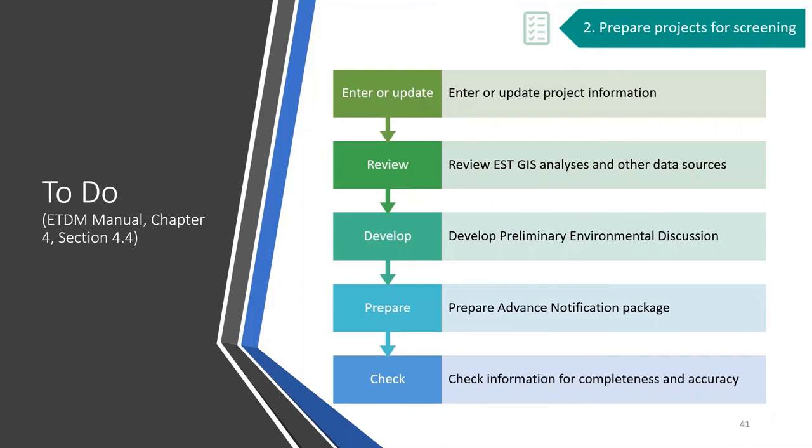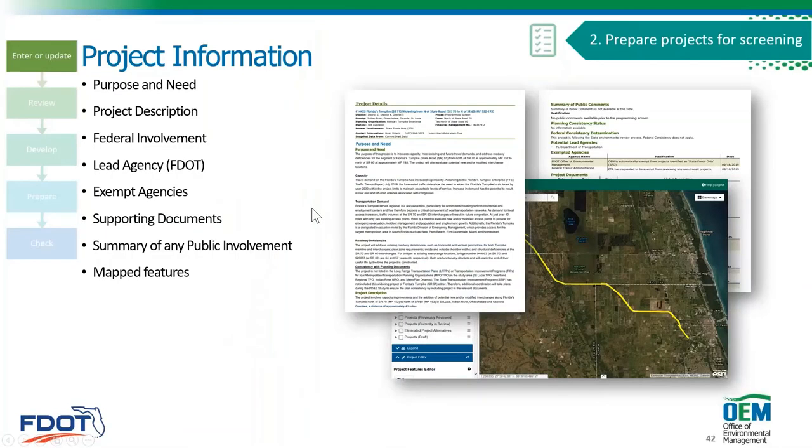And this has its own task list because you need to enter the information, review it, develop your PED, prepare your AN, and then check your information before it goes out to the ETAT. So again, a little bit more detail on each of these. The project information that's needed are things like the purpose and need, the project description. You'll indicate so the ETAT knows if this is federally funded, is there a federal permit, what's the involvement.